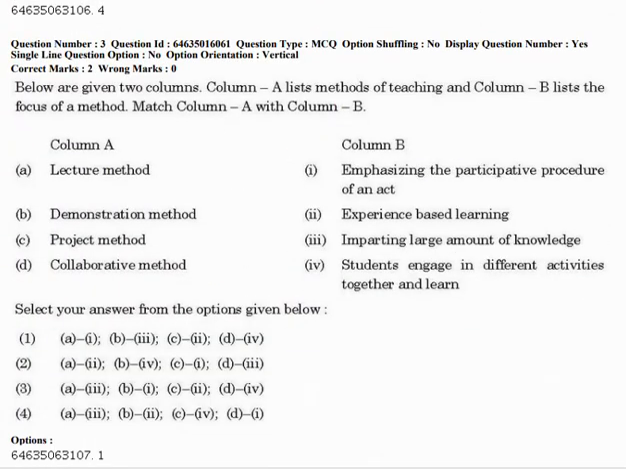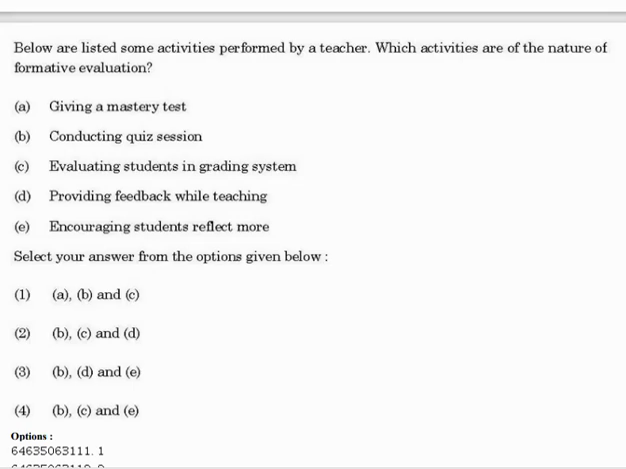Question number 3. Below, column A is a list of methods of teaching and column B is the focus of the method. Lecture method is imparting a large amount of knowledge. Demonstration method, experience based learning. Project method, students engage in different activities together and learn. Collaborative method is emphasizing the participative procedure of an act. The correct answer is 4.